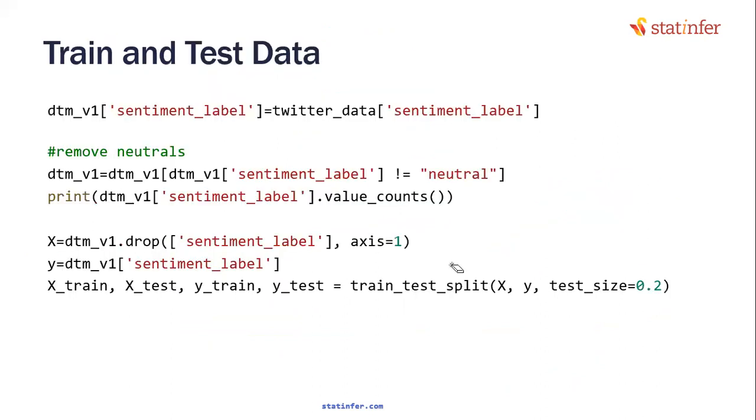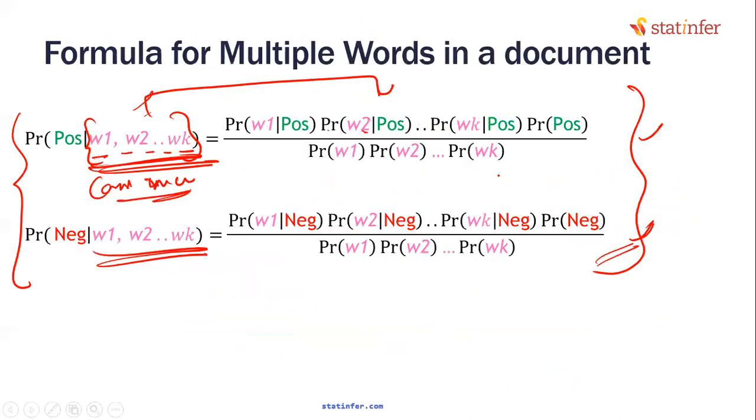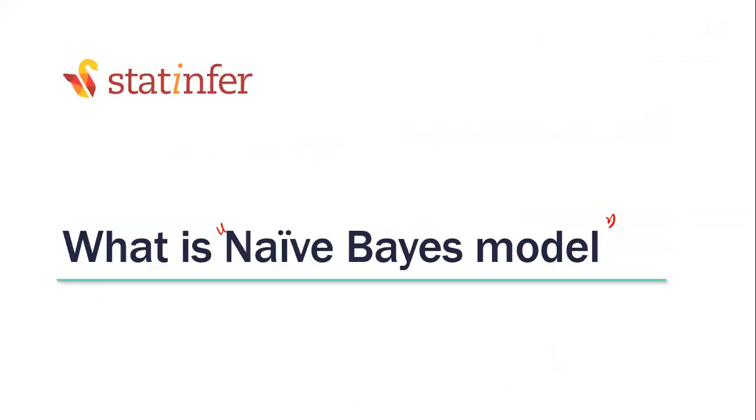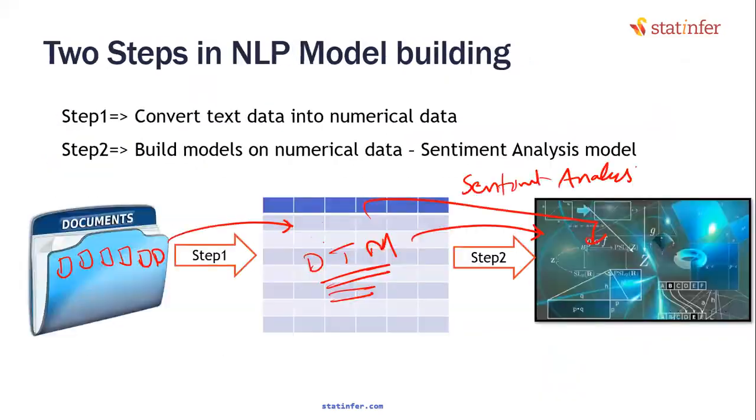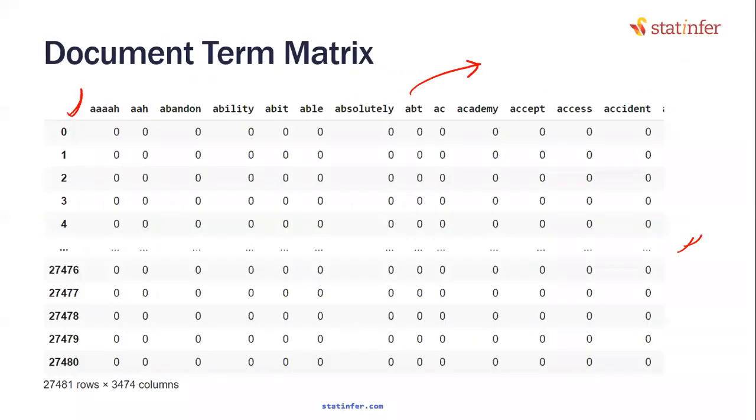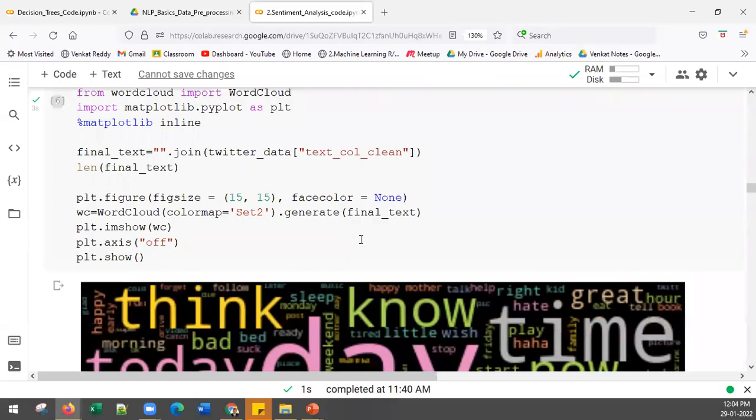So here is the code for building the model. Take the data set, create a document term matrix. There are some neutral tweets in our data set. We have positive, negative, neutral. 3 types of tweets are there. If you go to our data set, this is the data set given here. So let us go to our data set in the code.